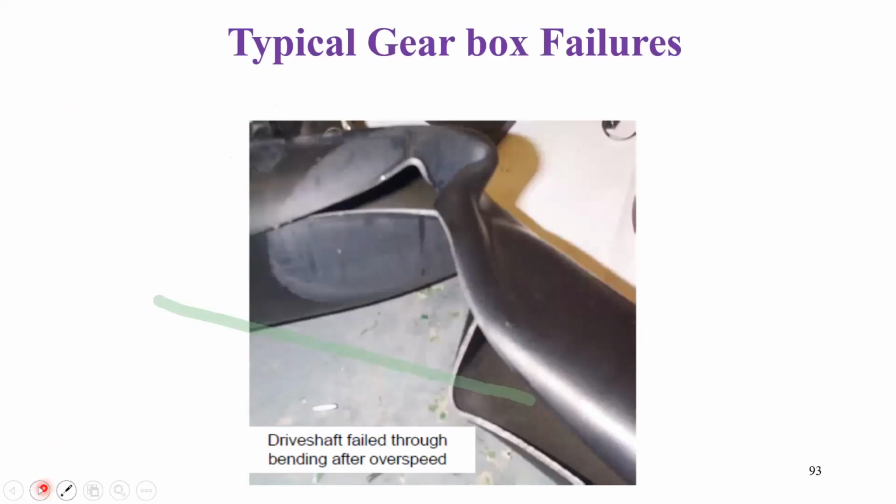This is very important: the failures. You have different types of failures which are going to happen if you are not following the AGMA standard, or if you're not following the design. If you're not following that, then failures will happen with respect to many aspects. The first failure can be the drive shaft failing through bending after overspeed.